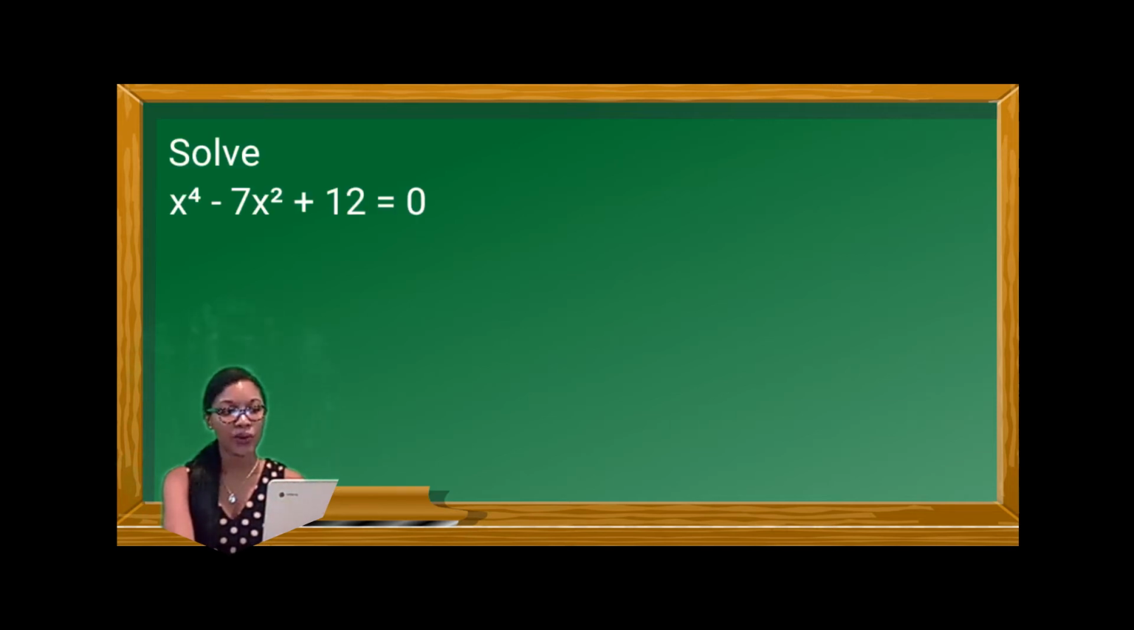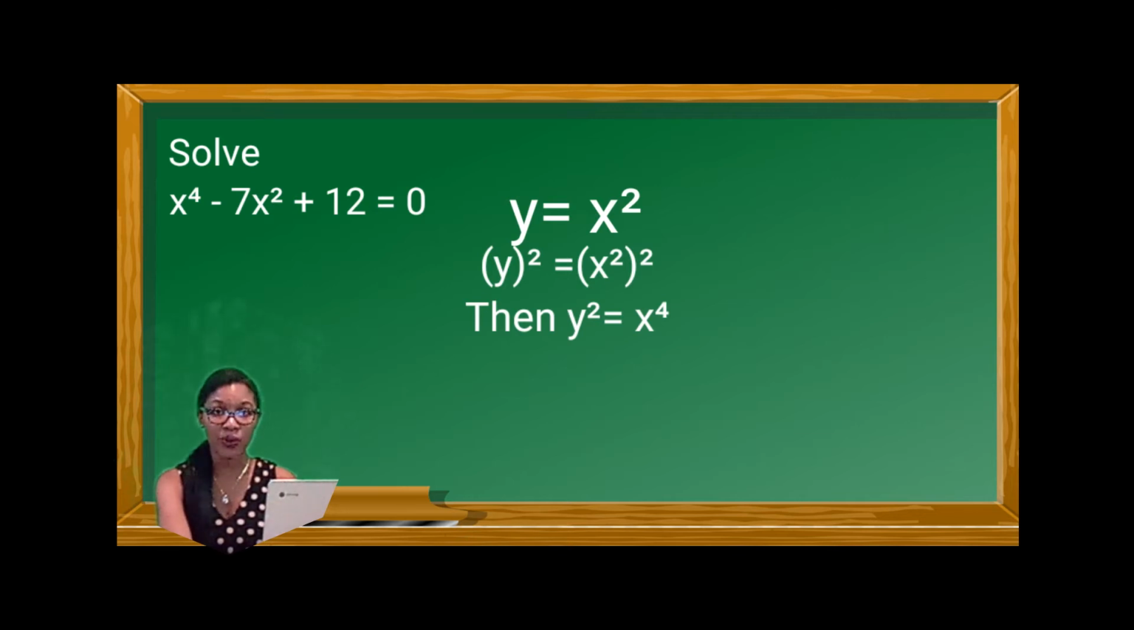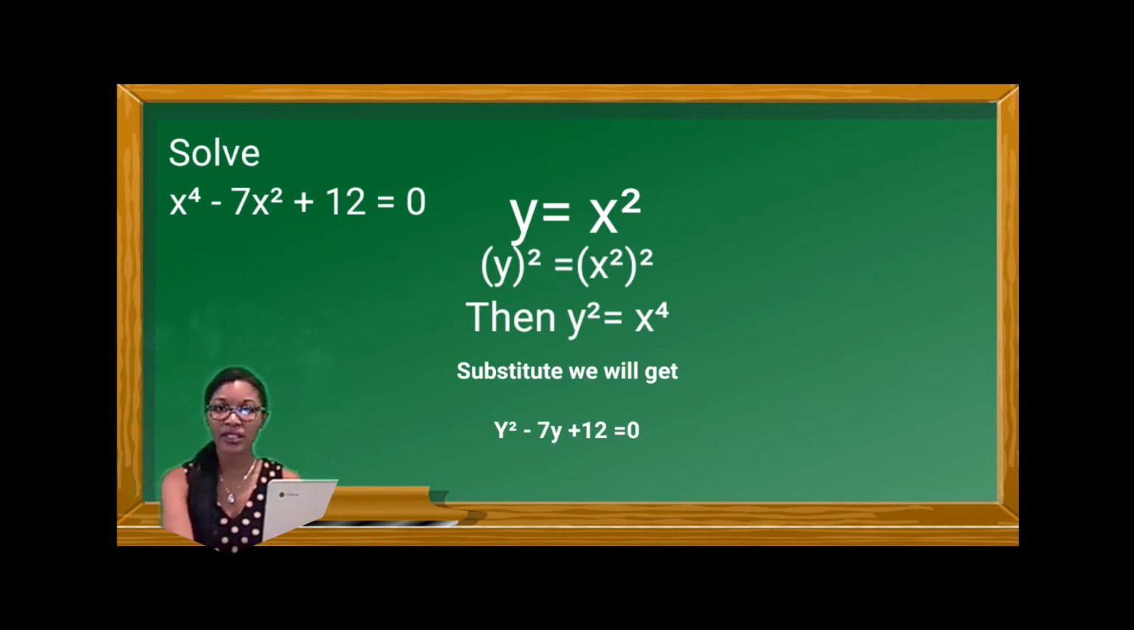So let's do this example. x to the power 4 minus 7x squared plus 12 equal to 0. So let's put y to be equal to x squared. Then y squared is equal to x to the power 4. Let's substitute it into the original equation. So you'll get y squared minus 7y plus 12 equal to 0. Remember, y is equal to x squared.